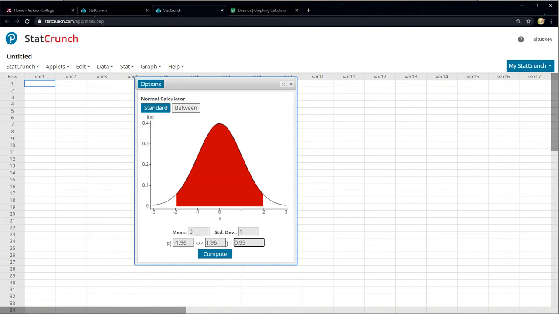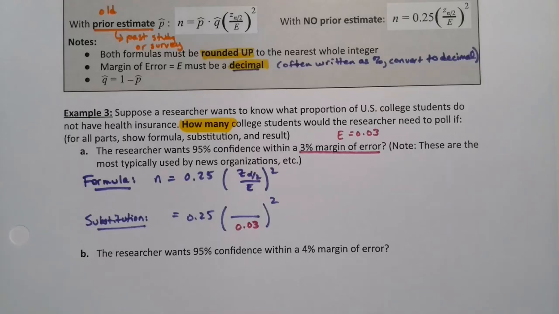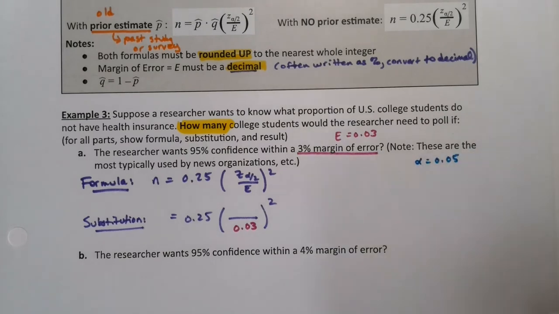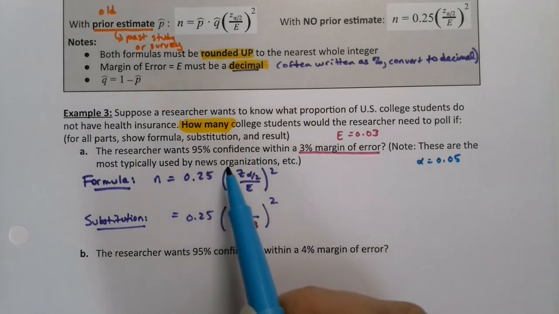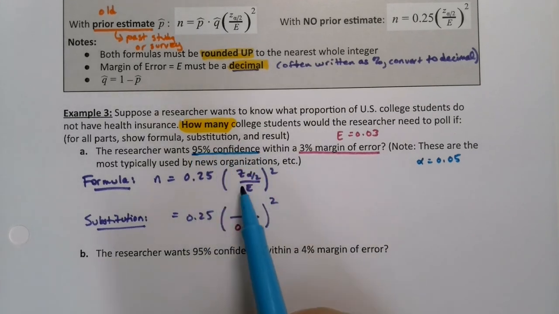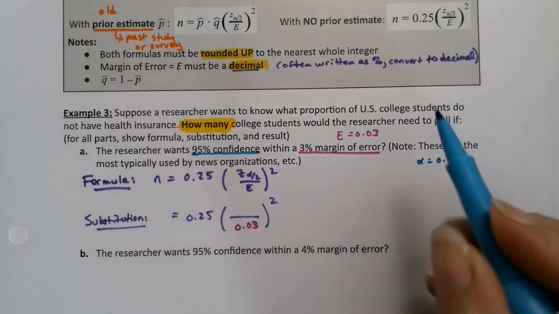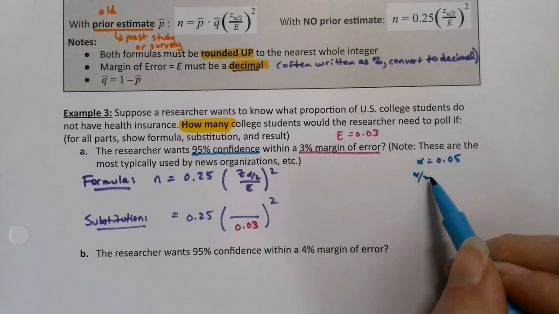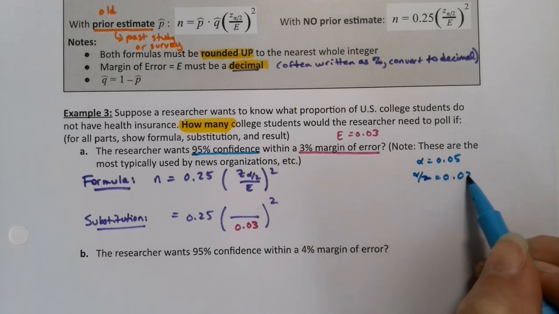There you have it. Now, if you're going to use the table or the calculator, alpha would be 0.05 because alpha and the C level are complements of each other, right? So this C level is going to give us this z, but it's not directly. We have to do the alpha over 2 thing. So alpha over 2 is 0.025.